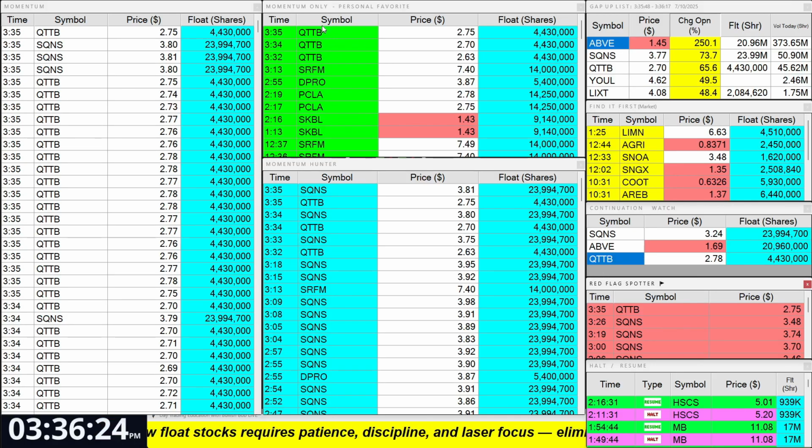Typically, I'm more in tune with this scanner here, my personal favorite. But that's the meat and potatoes, guys. That's the colors. The yellow, that's a little bit different. This is going to be our Find It First. And, of course, I have the change from open in yellow, too, just to stand out. But that's really all there is to it.